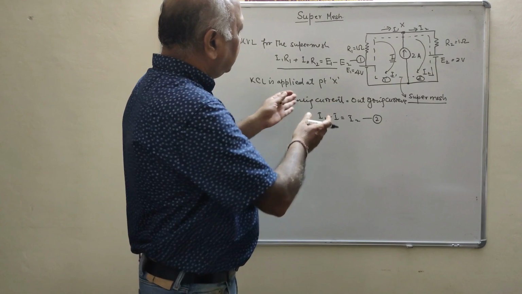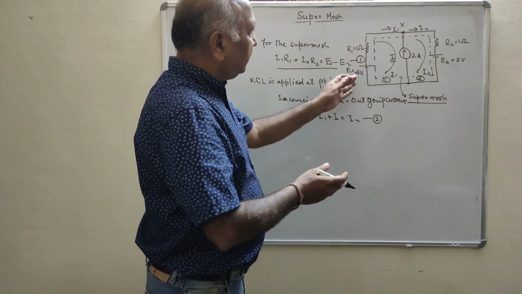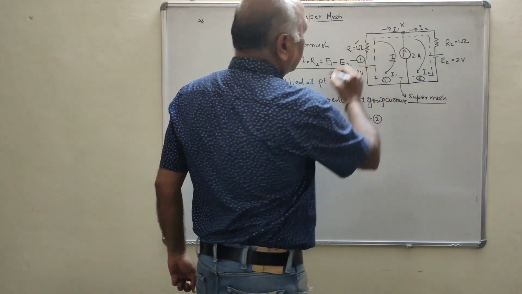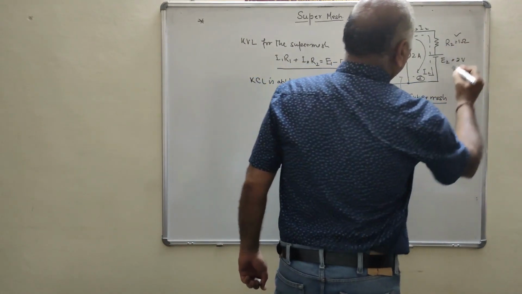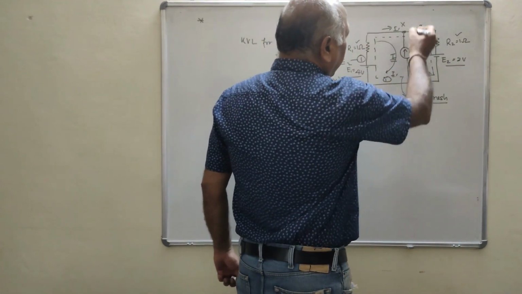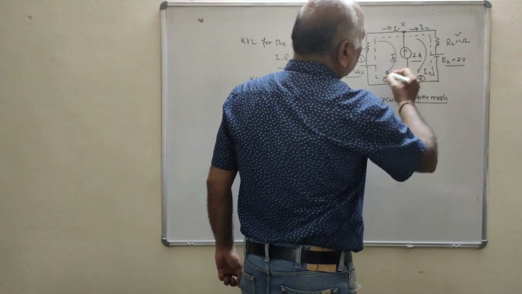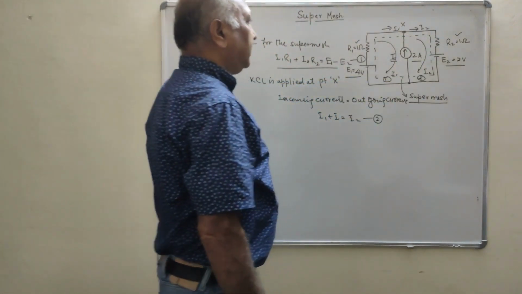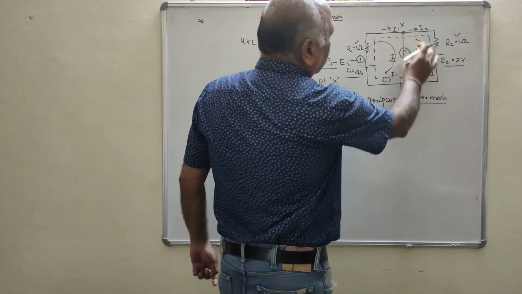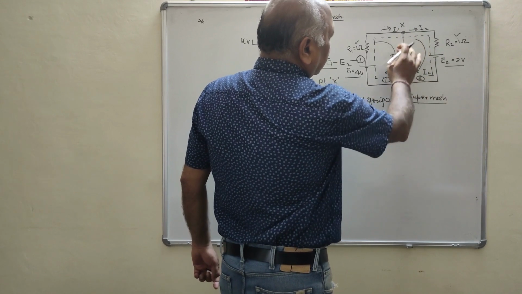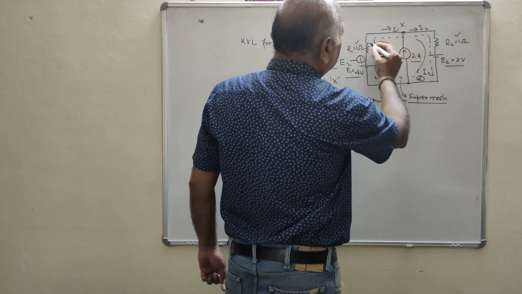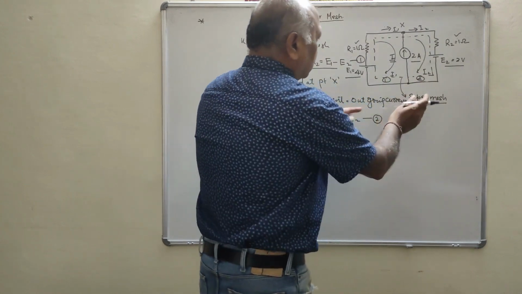We are giving values to R1, R2, E1, E2 and I. Say R1 is equal to 1 ohm, R2 is equal to 1 ohm, E2 is equal to 2 volt, E1 is equal to 4 volt, and the current source has a current of 2 ampere in the upward direction. This is the common current source in mesh 1 and mesh 2, so this is the super mesh.